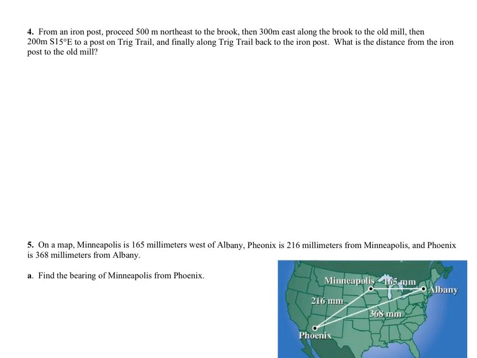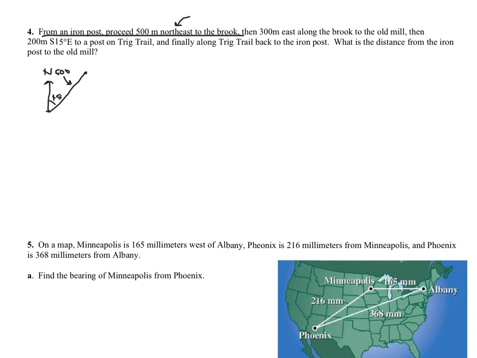It says, from an iron post, proceed 500 meters northeast to the brook. So northeast is going to be right in the middle of north and east. That means as I create my picture, I'm going to find my starting point and draw my north. Northeast means I'm going to go at a 45-degree angle. So I'll arrow this up, label my angle 45 degrees, and my distance is 500 meters.